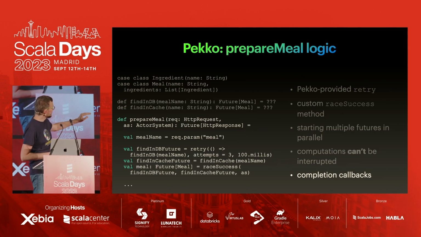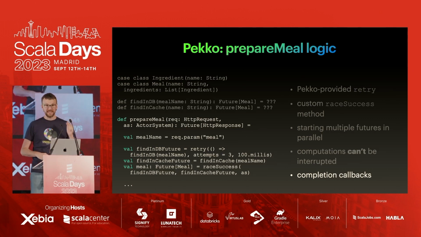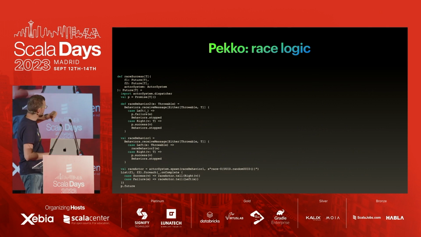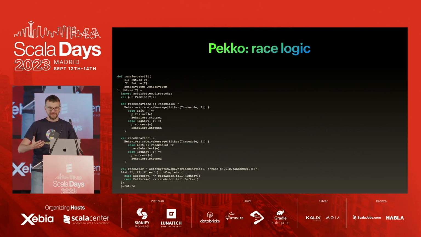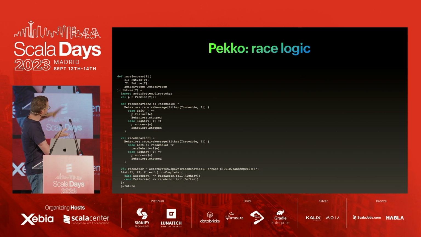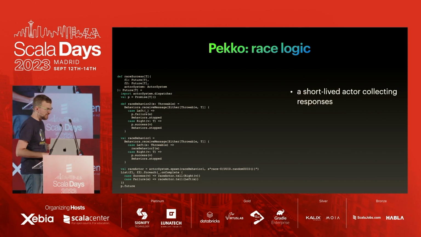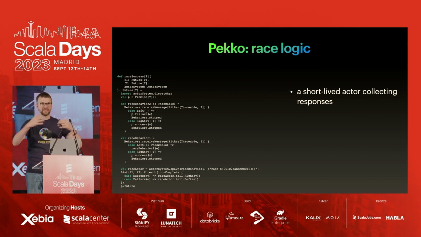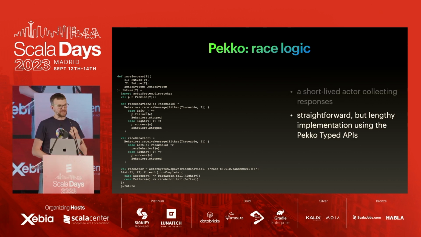Now let's see how we can actually implement race success, and that's where we will use an actor. Now it's quite a long code. I don't want you to comprehend it. I just want you to see that it's a non-trivial amount of code. So the approach we take to implement a race success is we create a short-lived actor collecting responses from the futures. The implementation is quite straightforward.